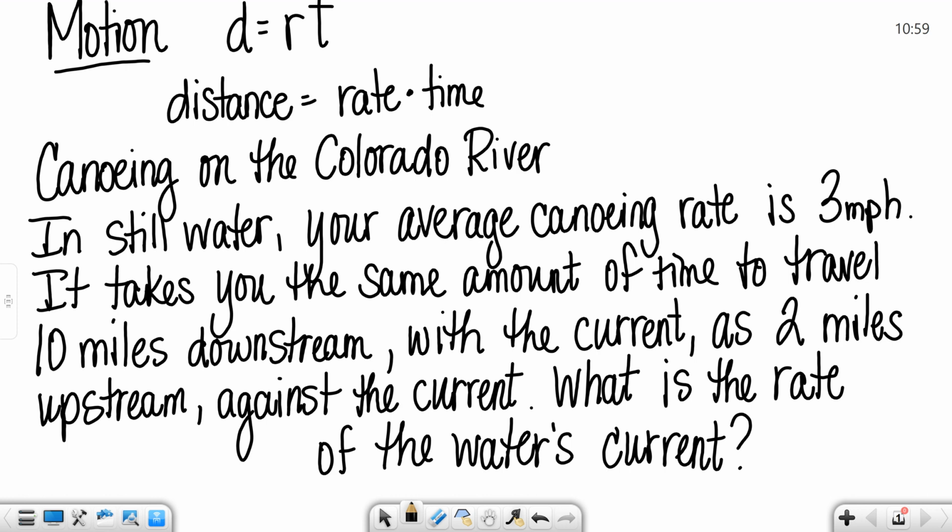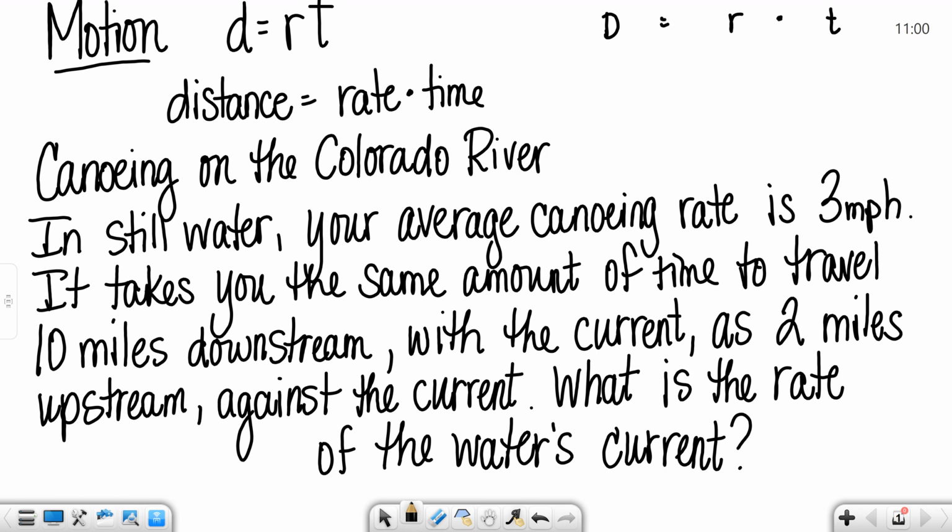Okay, so these do take a little while to set up because we are having to write out the word problem. Apologize for that. Okay, so we're in still water, canoeing rate 3 miles per hour. All right, so we're going to take this information and we are going to put it in a table. Now, I'm going to make a table that has distance equals rate times time. Okay, I'll put my little table up here at the top.